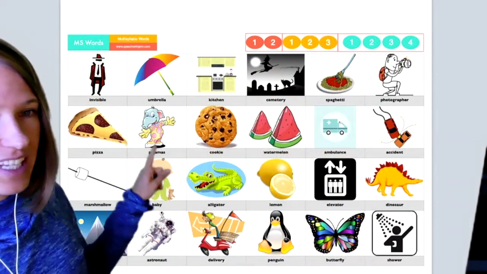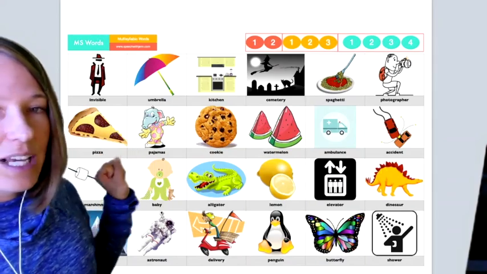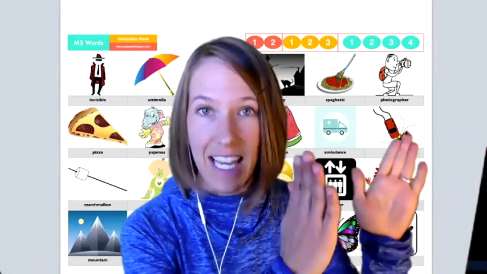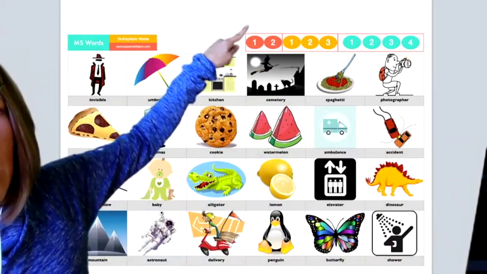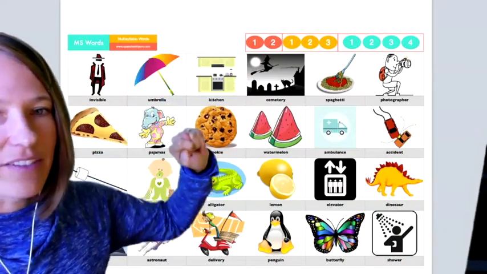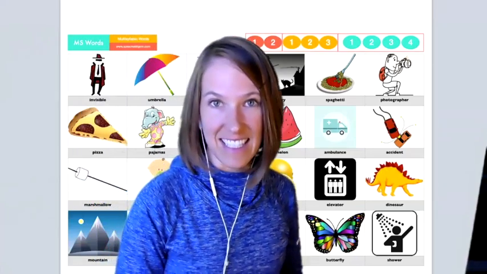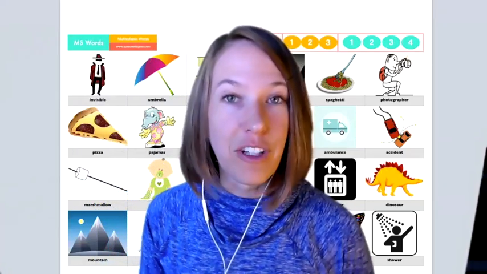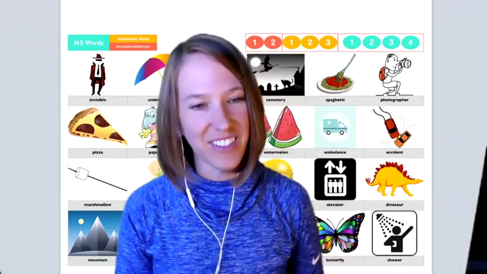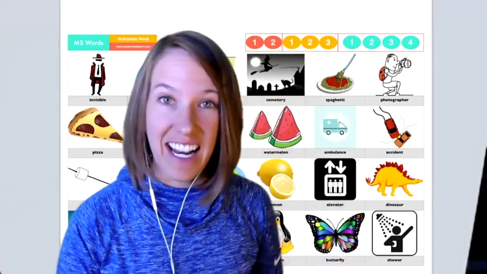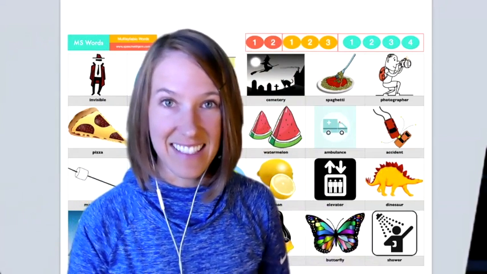Oh, the next word is going to be pizza, and I'm going to clap this one out and say pizza. I think it has 2 syllables, so I'll double check over here. Pizza does have 2 syllables. My sentence is, I like to eat pizza for lunch and dinner, and sometimes even breakfast. All right, so if we're going to write it out, pizza would look like this.